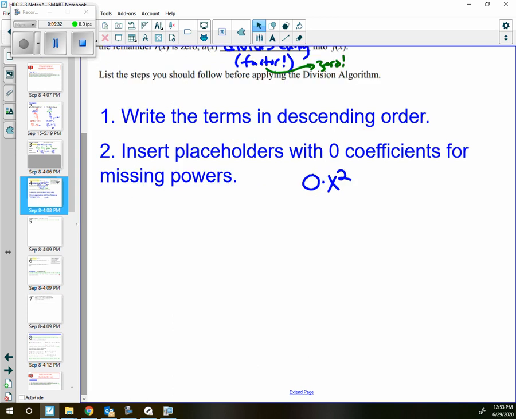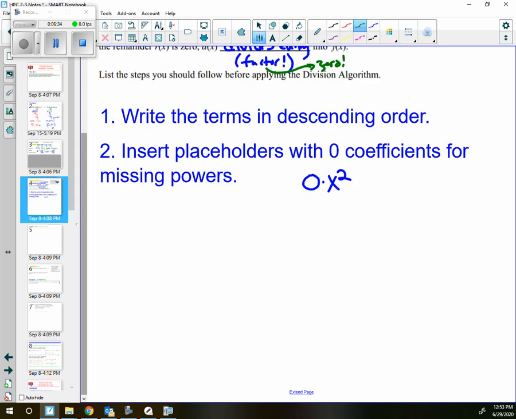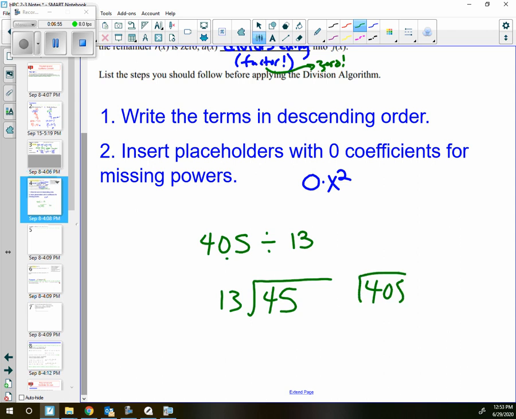It's the same thing when we do regular division. You don't even think about it though. So if I ask you to divide 405 by, say, I don't know, 13. You would never, when you're doing the division, just say, oh, well, I don't have any 10s, so I'm just going to put 45. You wouldn't get the same answer. You need to have 405 underneath. You need the placeholder for the 10s spot. This is absolutely the same thing. So if you don't have a power represented, we need to put in a 0 for that.